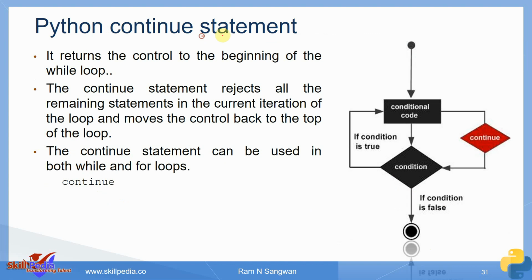Python continue statement. It returns the control to the beginning of the while loop. It means continue will again check the condition wherever the condition is given. So it will not exit. It will continue to the next iteration. Actually it will skip the rest of the code. The continue statement rejects all the remaining statements in the current iteration and moves the control back to the top of the loop.